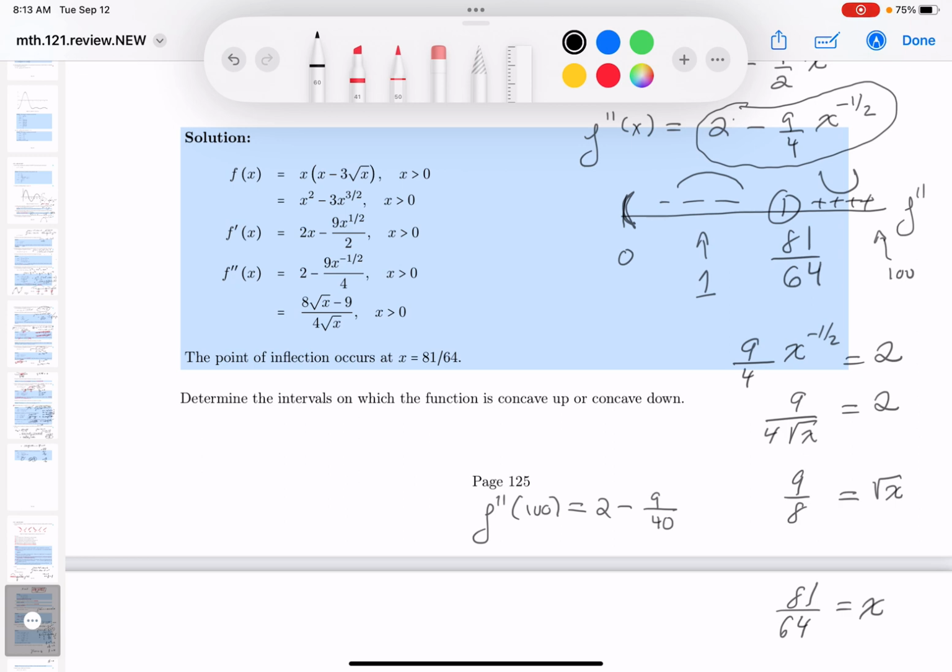So what is it going to be? Concave down from 0 to 81 over 64, and then concave up from 81 over 64 to infinity. I said quarters earlier; I didn't mean that. So what I want to do is put the point of inflection down, the POI. The POI occurs at 81 over 64, and it's going to be f of 81 over 64. I'm not going to compute the number, by the way. Could you compute the number? Of course you could. What are we looking for, point of inflection? It occurs at 81 over 64.